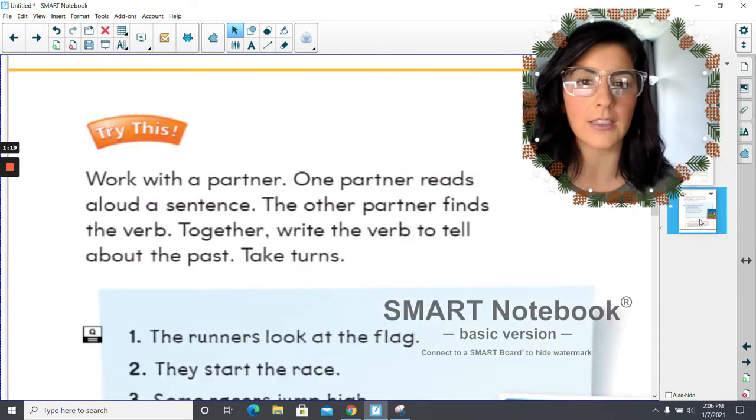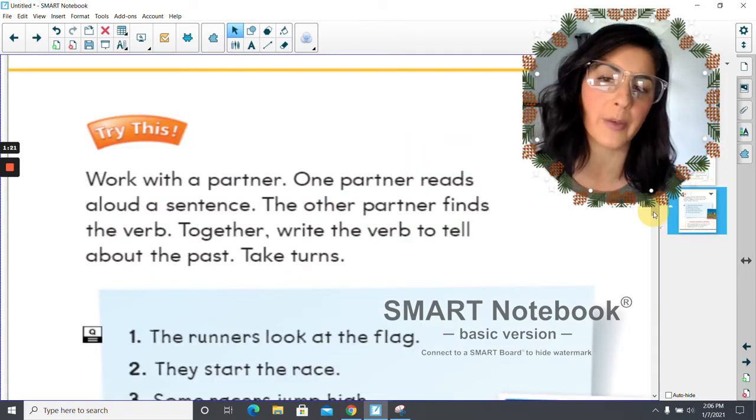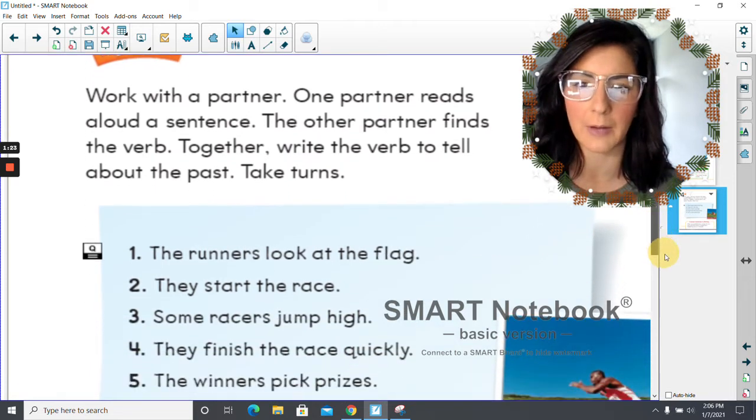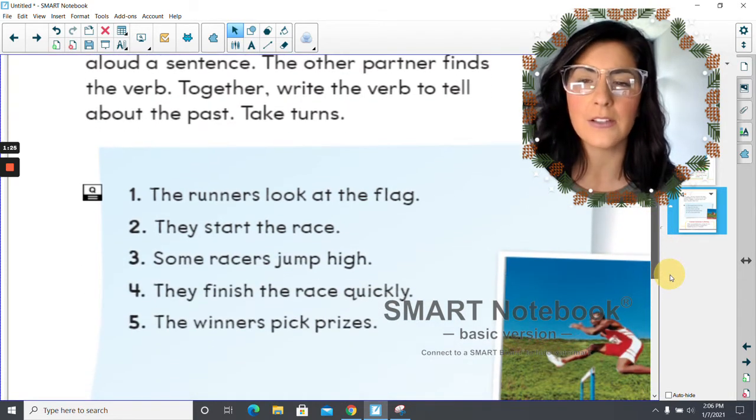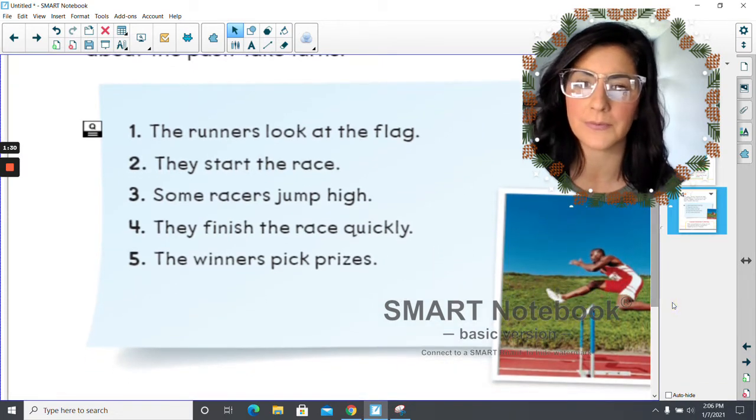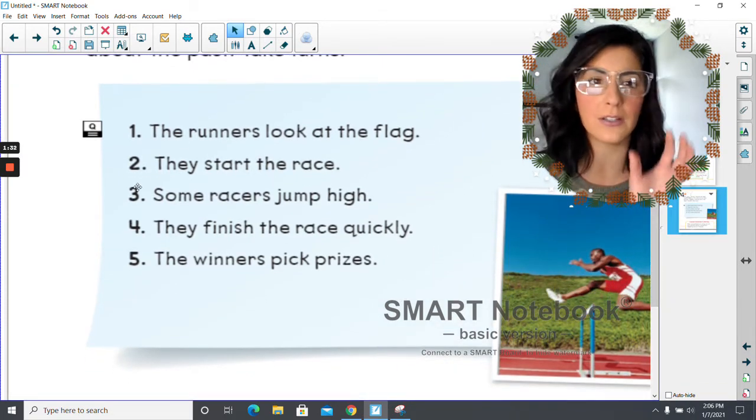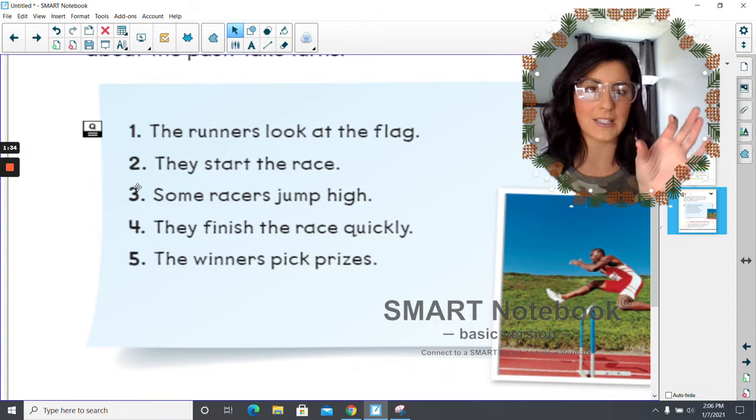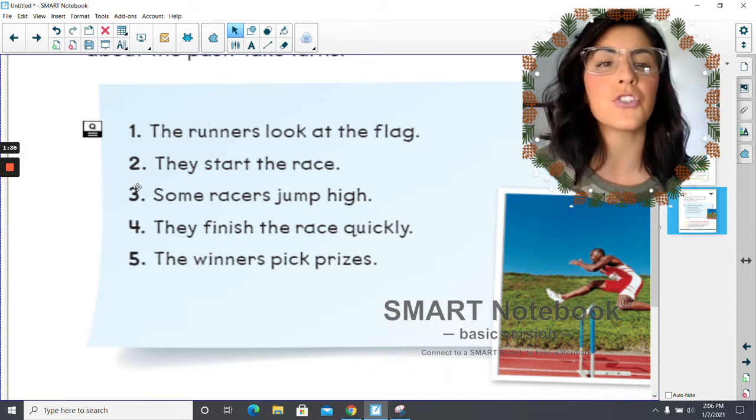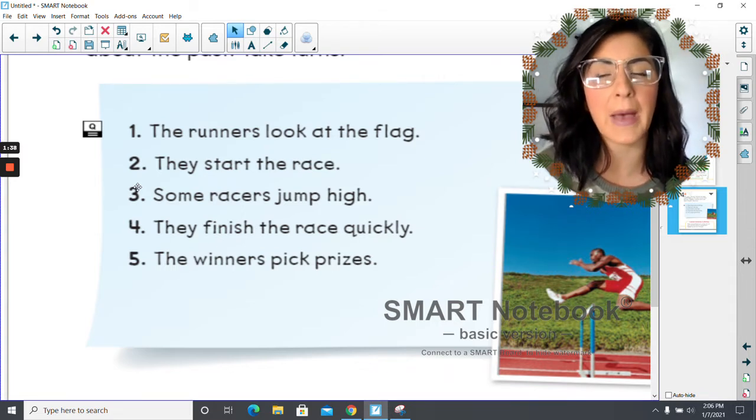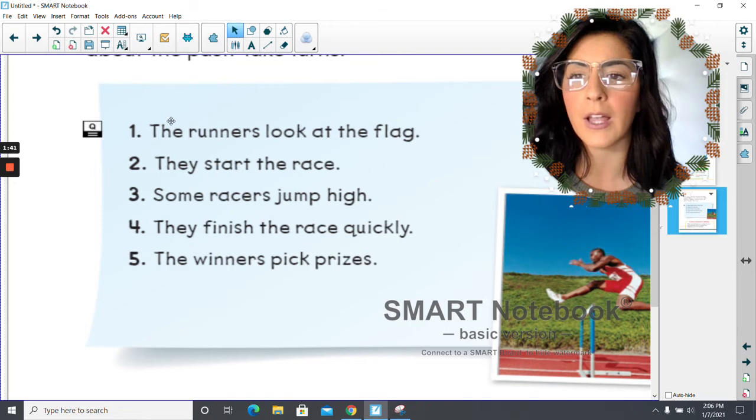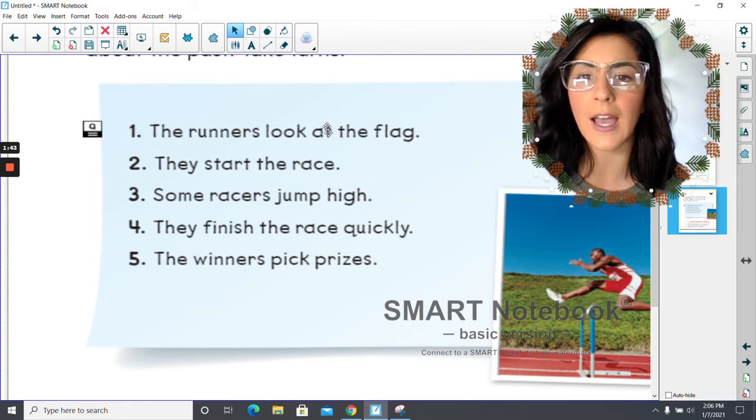So let's take a look at this page right here. And it says to work with a partner. I know we can't work with a partner right now, but we can do it together. It says to write the verb to tell about the past and take turns. So we're going to choose the verb, find out what's the action, and we're going to change it from present tense to past tense. So number one, the runners look at the flag.